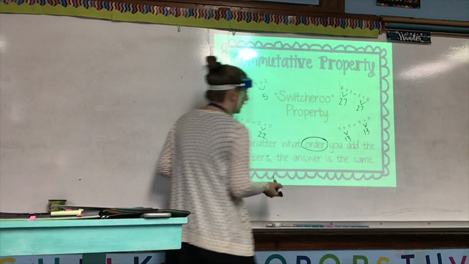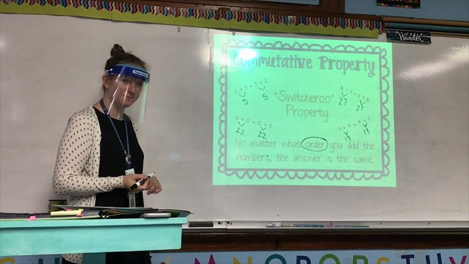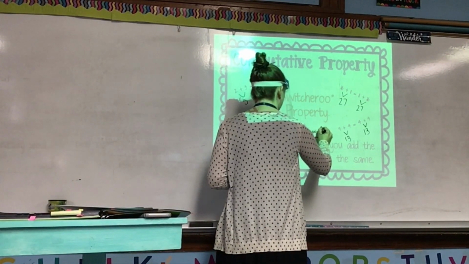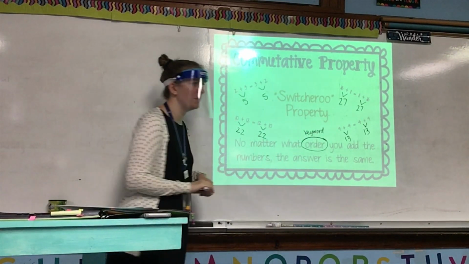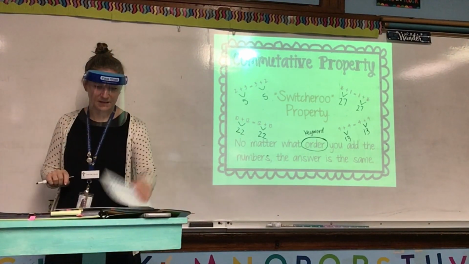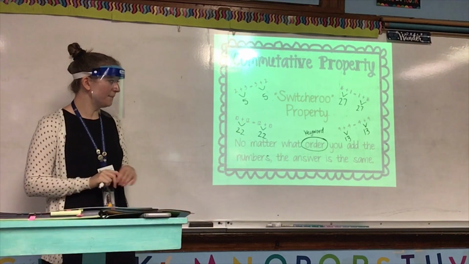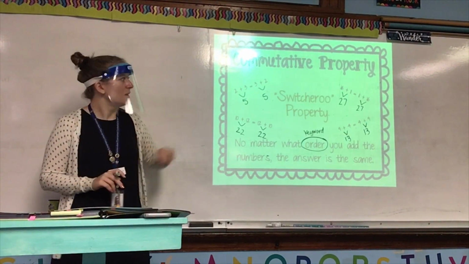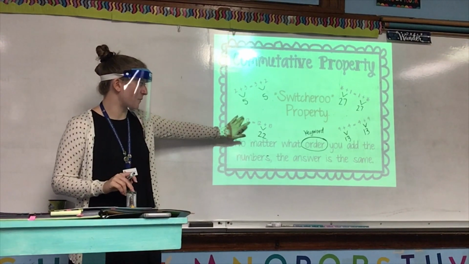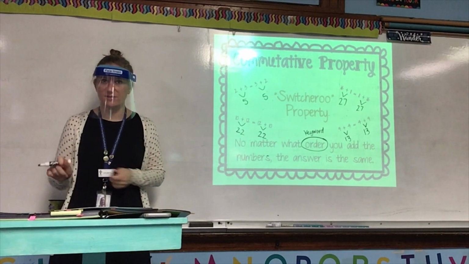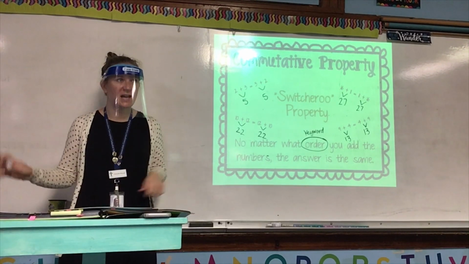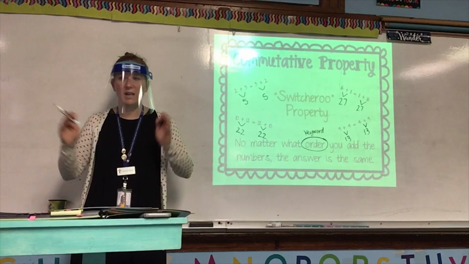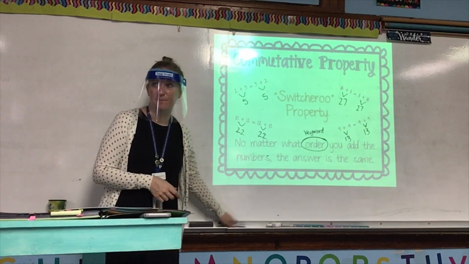Circle the word ordered on your anchor chart. This is the key word when trying to figure out what property is being used. If you see the word order, you are probably talking about the commutative property, because the commutative property says no matter what order you add the numbers in, the answer is the same. That's whether we have 2 addends, 3, 4, 5, 6, or 100 addends. No matter what order you add them in, it's going to be the same.